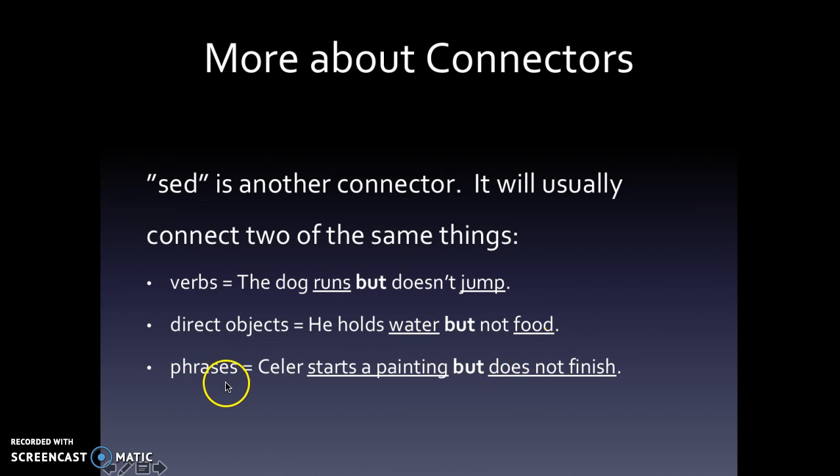It can connect phrases. Keller starts a painting, but does not finish. So we've got a verb and a direct object. Over here, we really just have a verb. It's a negative verb, but it's just a verb. The subject and the direct object are both assumed over here. We know that it's still Keller, not doing the finishing, and we know that it's the painting that's not being finished. That's just assumed. Both Latin and English do that.